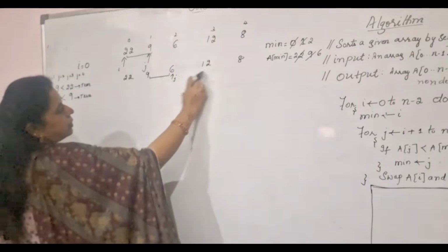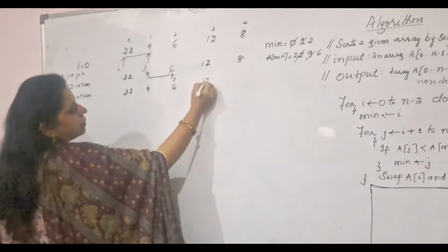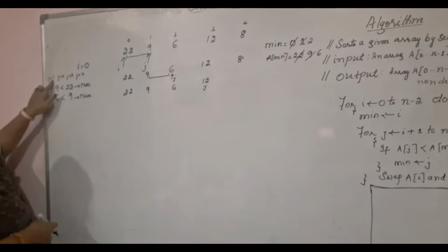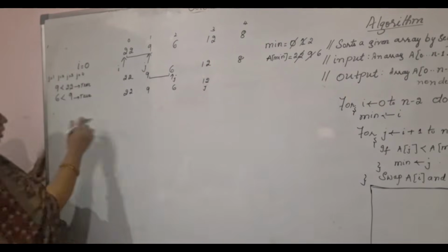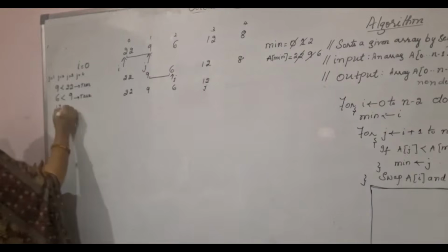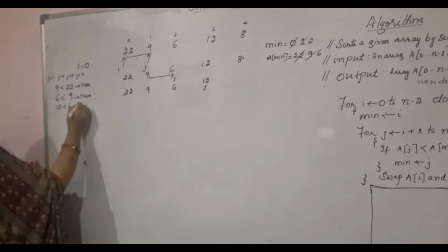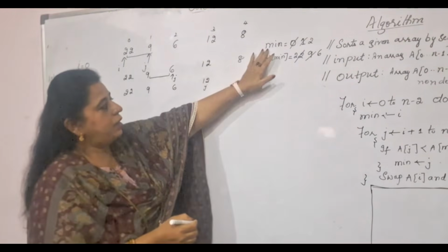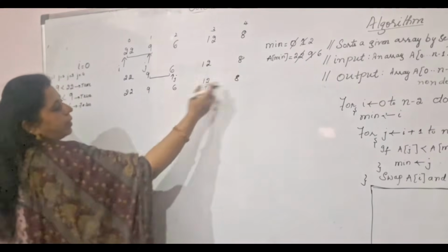Next, the j pointer. j will get incremented by 1. So now j is here, pointing to 3. You have completed j equal to 1 and j equal to 2. Now j is pointing to 3. A of j is how much? 12. Is 12 less than A of minimum? A of minimum is how much? 6. No, it is not true. It is false. If it is false, you don't update anything here. Simply move the j pointer, simply increase the j pointer.